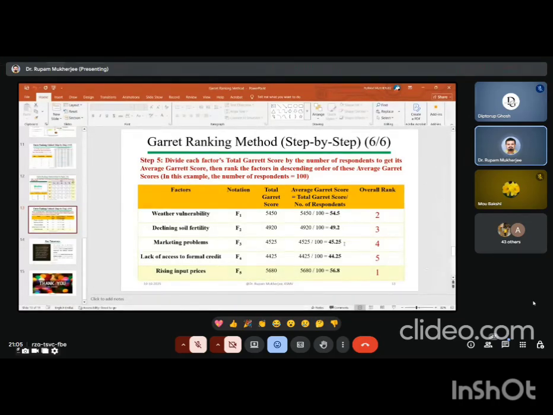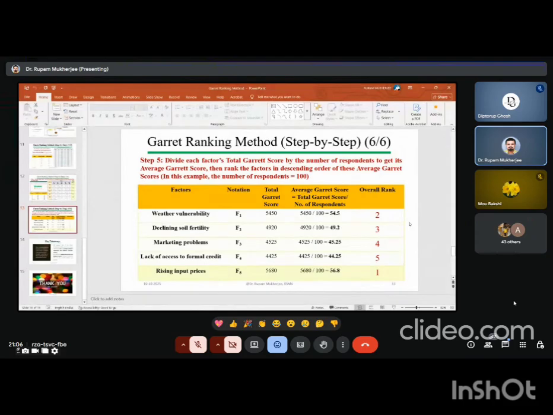For the third factor, it is 45.25. For the fourth factor, it is 44.25. And the last factor, it is 56.8. So based on this Garrett score, average Garrett score, I am going to rank which factor is going to be most important based on the responses of all farmers taken into account.